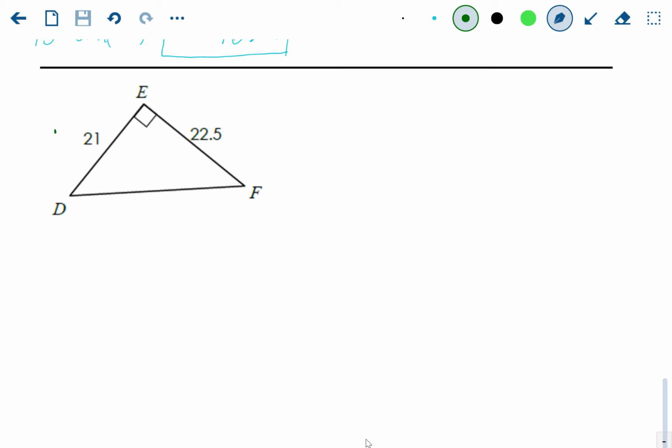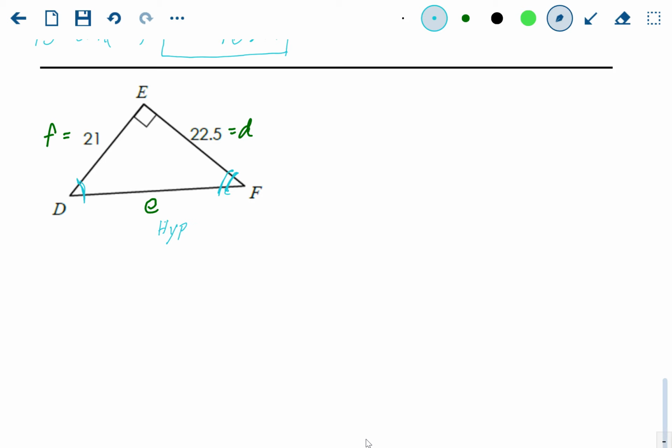Okay. We know side F, lowercase f, across from angle F. We know side D, lowercase d, across from angle D. We don't know side E, which is the hypotenuse. It's across from the right angle. And we don't know angle D, and we don't know angle F. Alright, so we're going to find those angles using trig ratios.